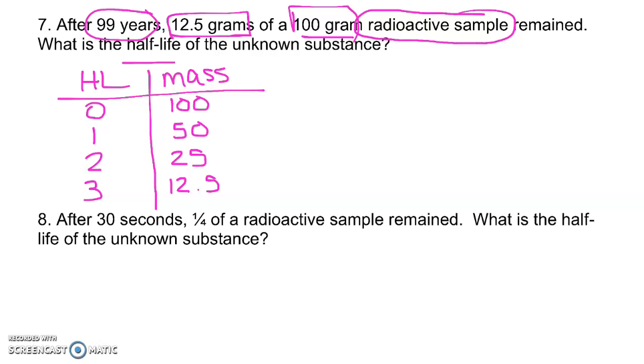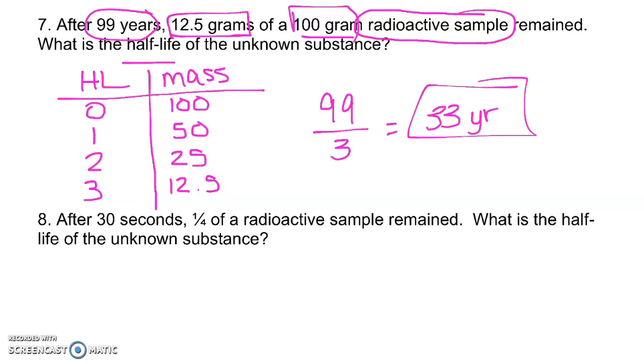So how would I figure out how long it took for 1 half-life to go by? I would see how many times 3 goes into 99. And I would get 33 years. Okay. Number 8 is similar to number 7, if you can give that a try.